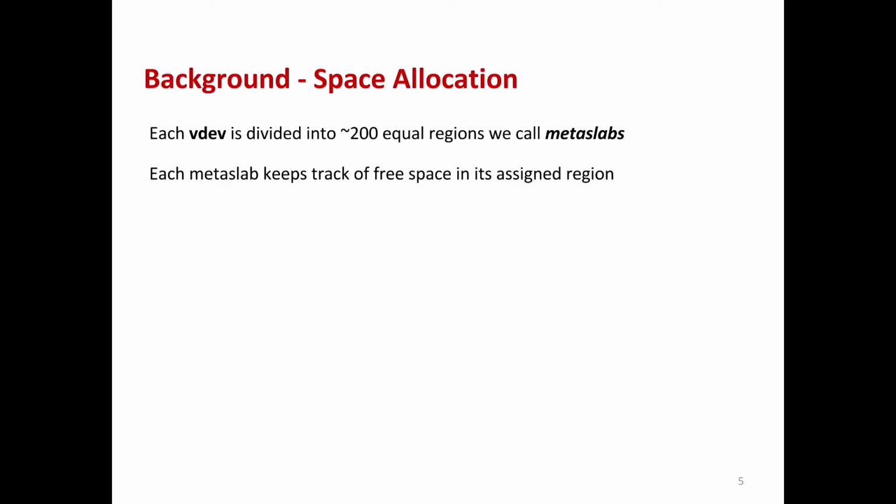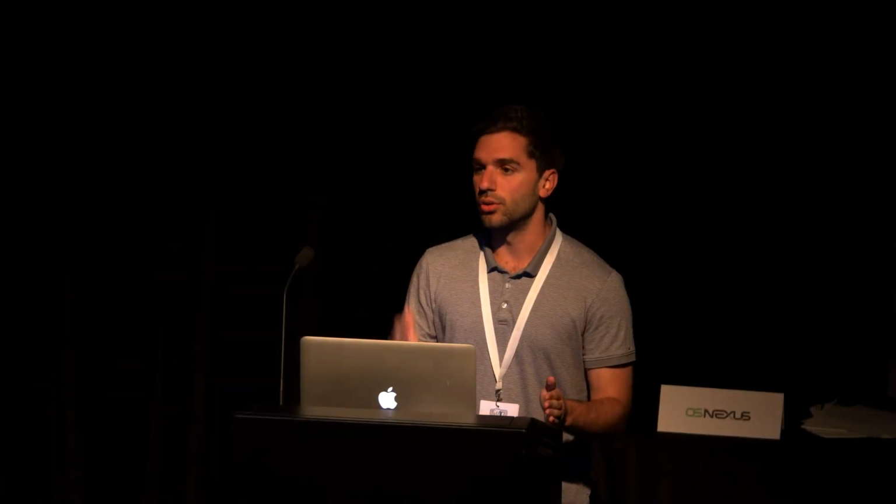So let's go into space allocation now. Well, each top-level VDEV from the ZFS perspective is divided into around 200 equal regions called metaslabs. And each metaslab basically represents the ZFS point of view on what is free and allocated in its assigned region of disk. So the first metaslab, let's say we have a VDEV, represents offset 0 to 200, let's say. And the second metaslab, 200 to 400, they're all equal, and basically they keep track of the space.